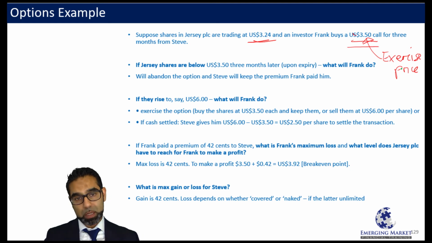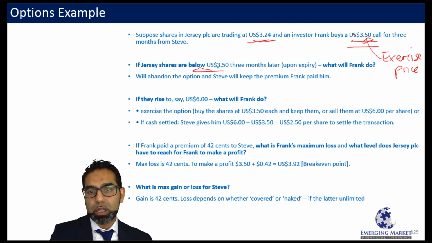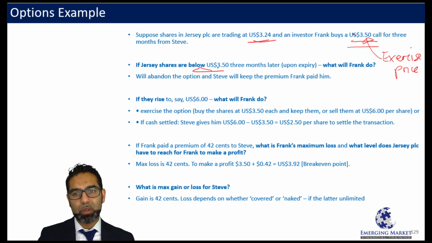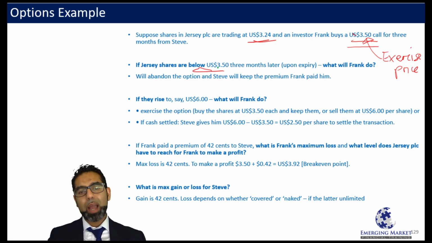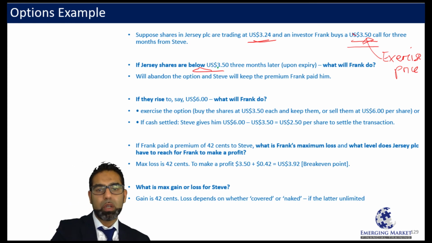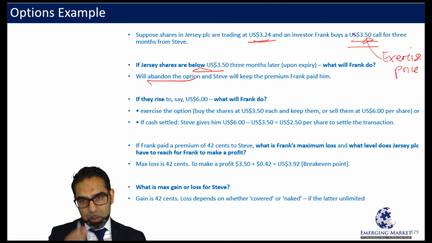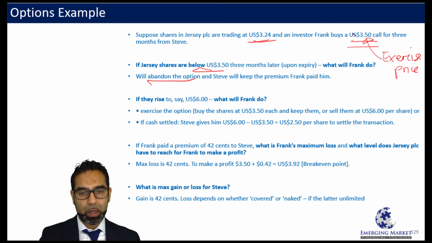Let's see what happens. If Jersey shares in 3 months are below $3.50, what do you think Frank's going to do? Is he going to buy it at $3.50? Absolutely not. He's going to say, Steve, you keep the premium I gave you. Okay, we're going to abandon the option. We're not going to exercise. Steve keeps the premium and he walks to the bank with it.